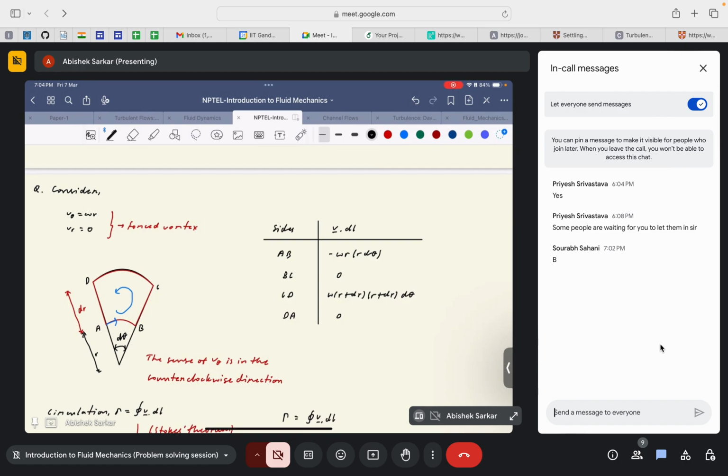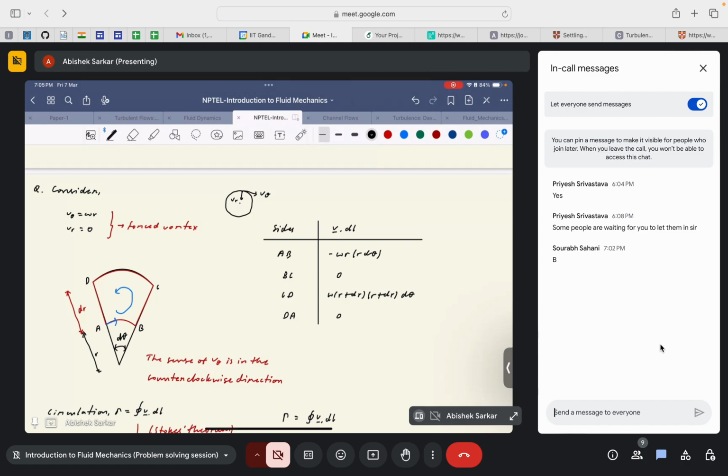So instead of having u, v, and w, we are having V theta and Vr, where V theta denotes the tangential component of the velocity. If you are dealing with rotating flows, then the component of velocity along the tangent of the circle would be the tangential velocity component, and the component of velocity towards the center of the circle would be the radial velocity component.